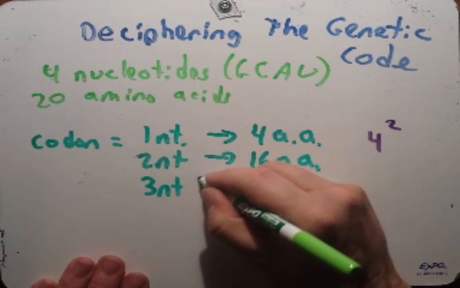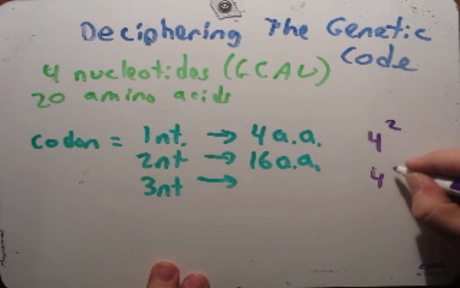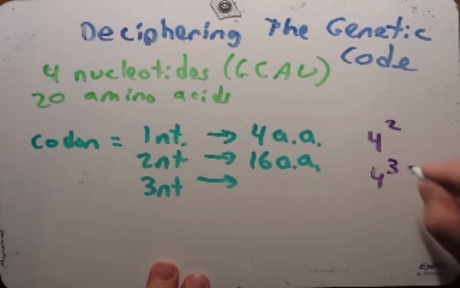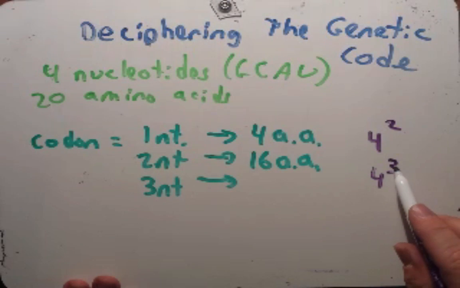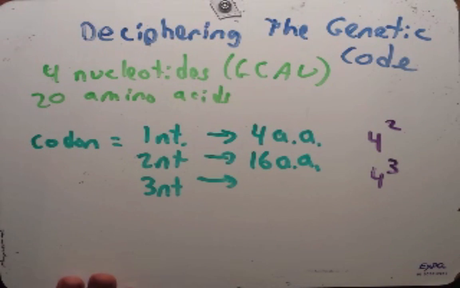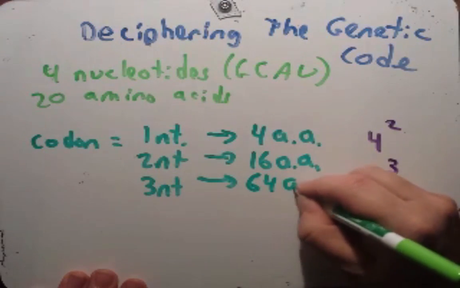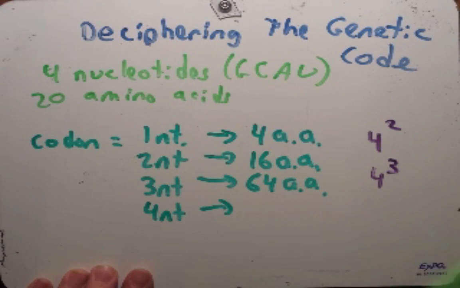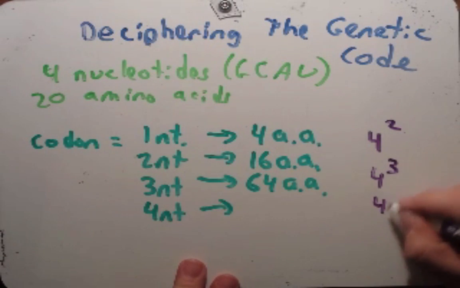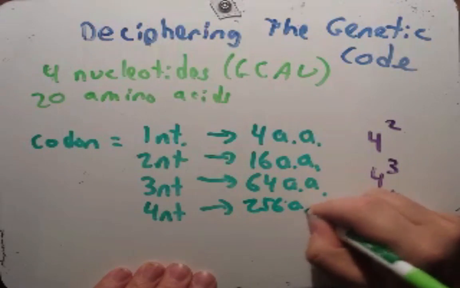What if it's 3 nucleotides? Again, we'll go 4 nucleotides raised to the 3rd power. How do we arrange these 4 nucleotides in sequences of 3? How many different ways can we do that? And we get 64 possible amino acids. You could do 4 if you wanted to, and 4 raised to the 4th power is 256 amino acids.